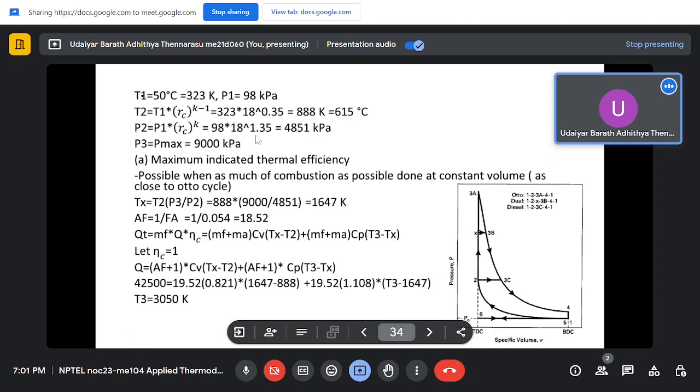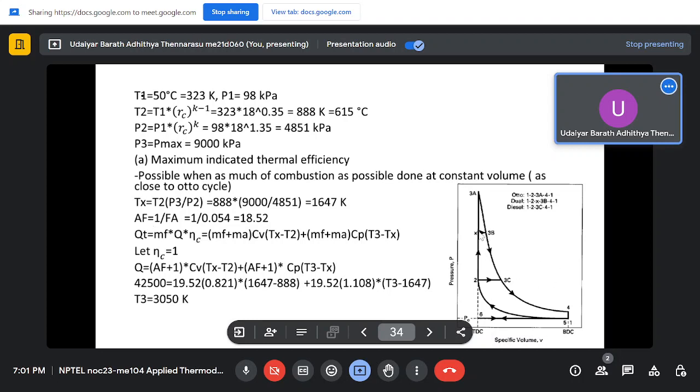So we have a large difference, close to 4150 kilopascal of pressure difference. So we can utilize that. We can increase the pressure by doing a constant volume heat addition.